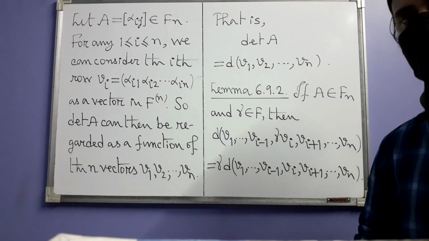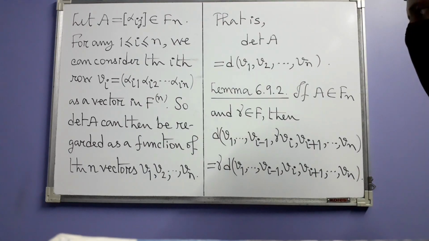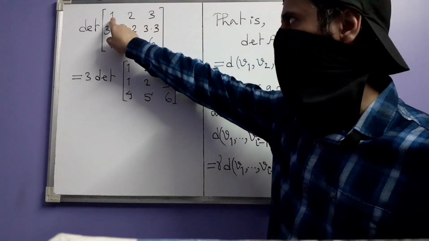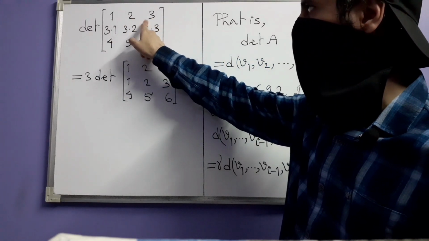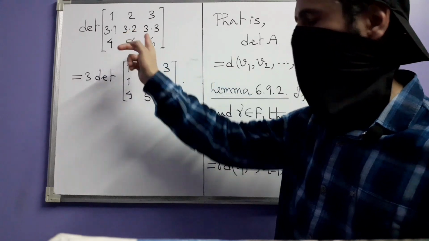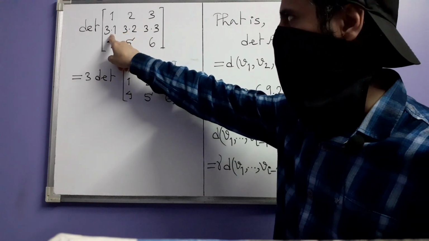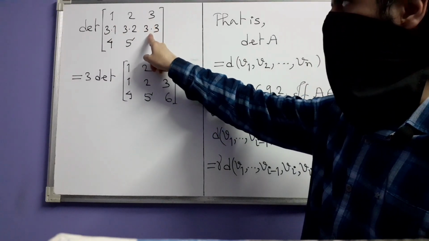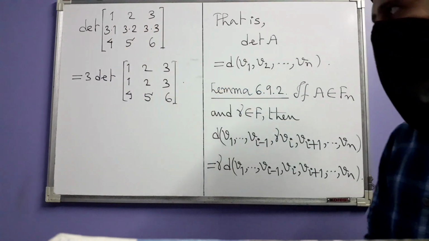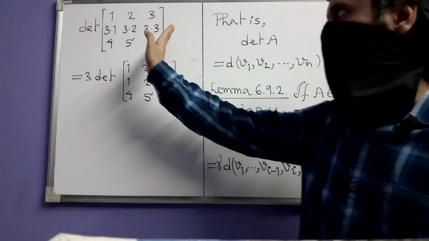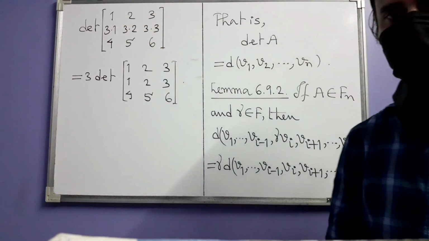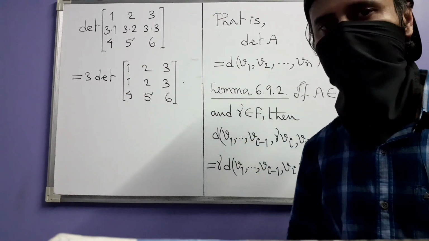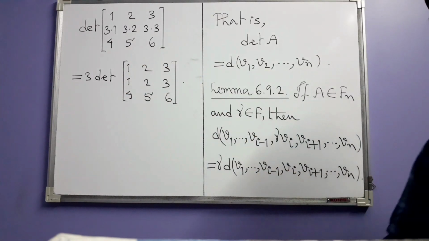Let's take one example and see this more clearly. Look at this example. Here we are looking at a matrix whose first row is 1, 2, 3. Second row is 3 times 1, 3 times 2, 3 times 3. These are not decimal points, these dots denote multiplication. And the third row is 4, 5, 6. You can take 3 outside the determinant like this and have the rest of the matrix inside the determinant. That's what this lemma is saying.